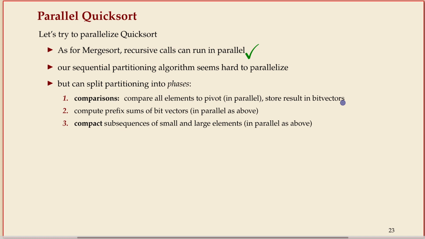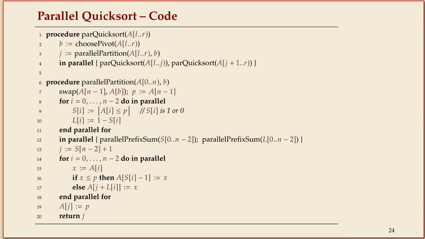Moving things to the appropriate place is a little more tricky because the position where an element goes depends on how many other elements are smaller than the pivot. But that's where our friend the prefix sums come again into play. So we can do this as follows. I'll just go over the parallel partition. The code for the overall algorithm is exactly as for standard quicksort, apart from this in parallel here.